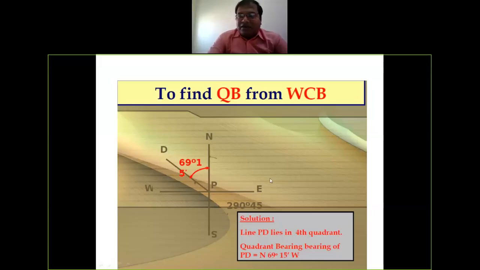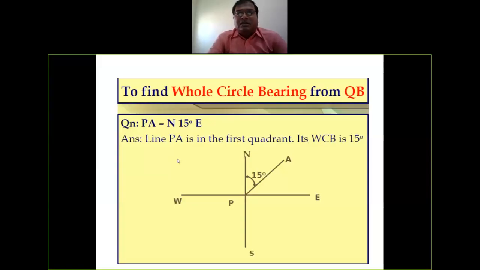So this is a very simple one. In this way you can easily calculate the QB value if WCB is given. The same procedure you can do for the vice versa case, if QB is given and you have to convert to WCB. I will show you the example. Here you have to calculate the whole circle bearing from QB. For the first case, north 15 degree east, what will be the rule? RB is equal to WCB, or WCB is equal to RB. You just draw your diagram and show your PA line is 15 degree. So your answer is WCB is 15 degree, and you don't have to mention the quadrant.